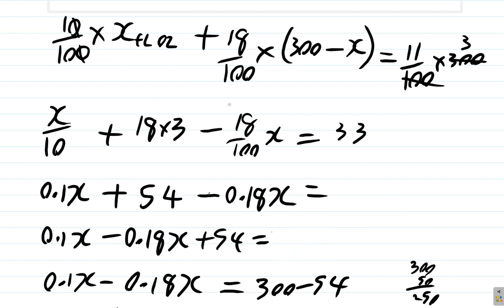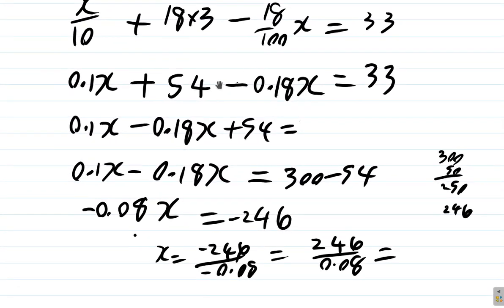Mistake. I already had 11 over 100 times 300. This 11 by 3, which is 33. Why did I write 300 there? I don't know. But anyway, this was 33. So here now, this would have been 33 minus 54.